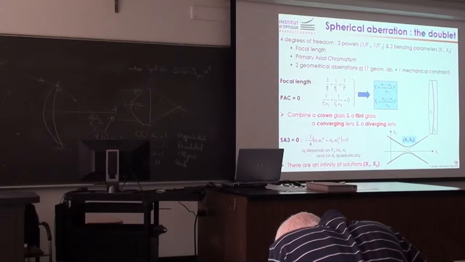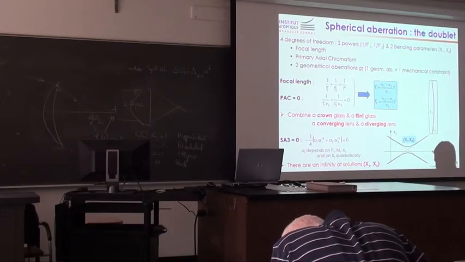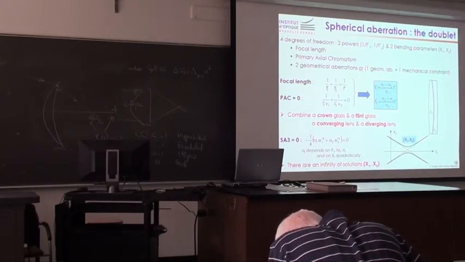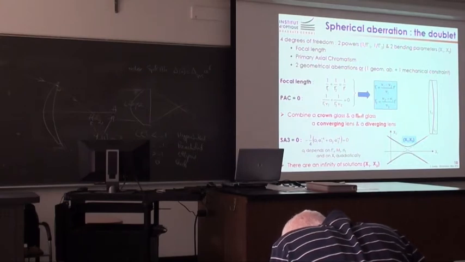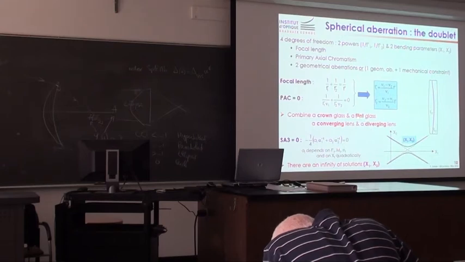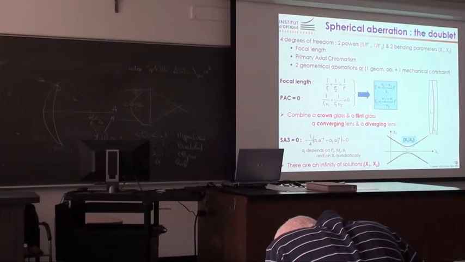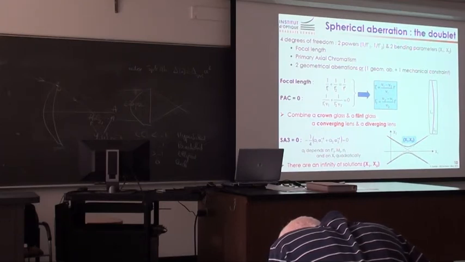One usually called a crown because it has a large Abbe number, and another one that is called a flint because it has a low Abbe number. And looking at the symmetry of these equations, it says that one of the lenses should be converging, the other one should be divergent.